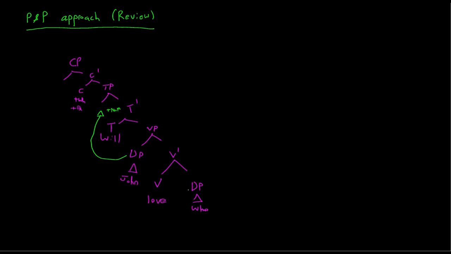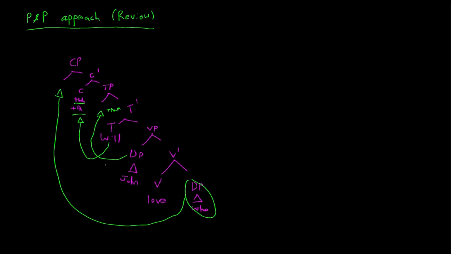Second, we have who, the DP who, moving to the specifier of CP in order to check the plus WH feature on C. And finally, we have our tense node will moving directly to C in order to check this plus Q feature. And so this yields the surface structure and the structure that's pronounced, who will John love.